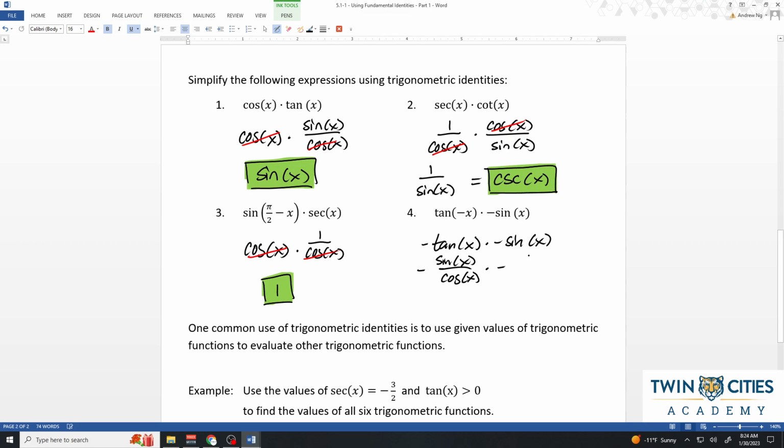times negative sine, which I can think of as sine over 1. All right, what's this give me? Negative times a negative is going to be a positive. And then let's multiply top times top, bottom times bottom. So positive sine times sine is going to be sine squared over cosine times 1 is cosine. And we will leave it like that.